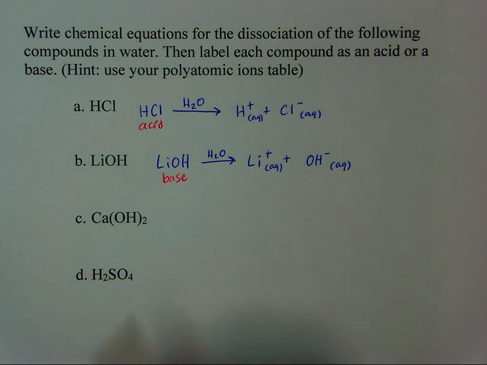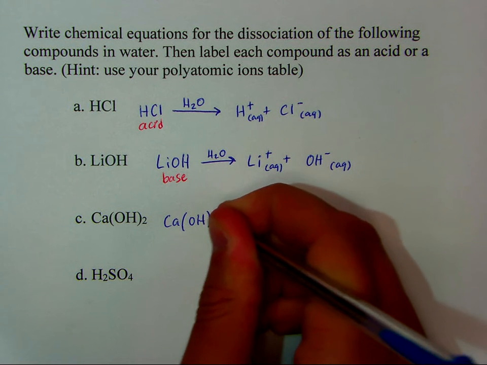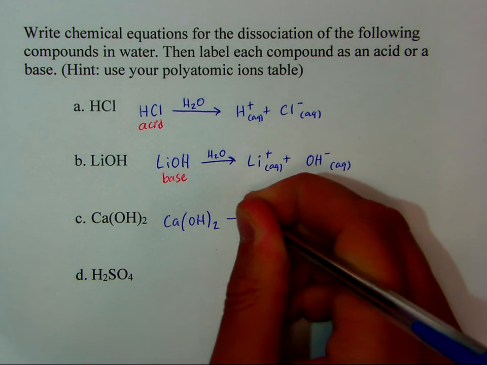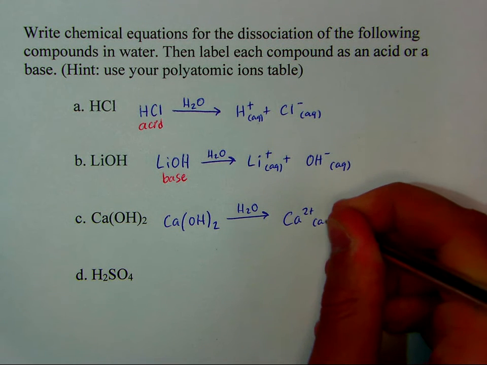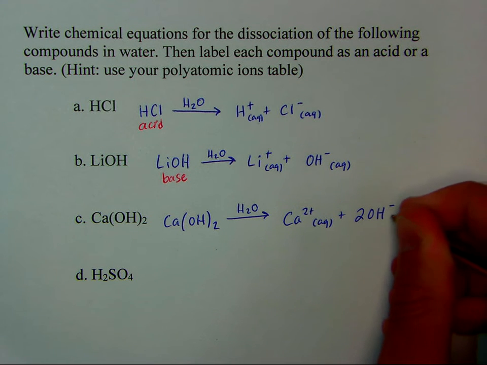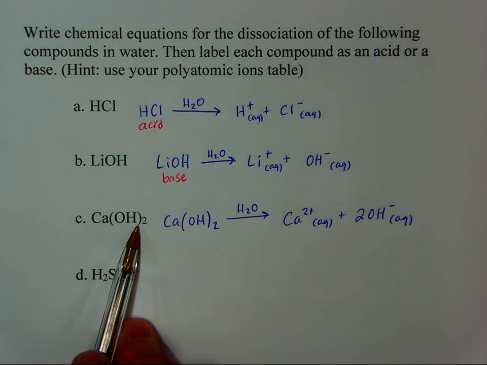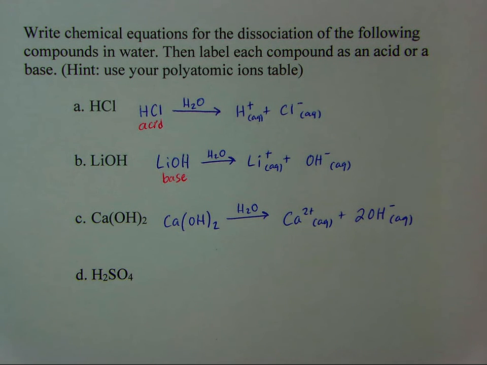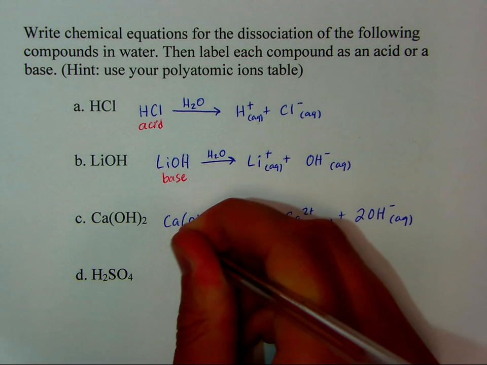Okay. Calcium hydroxide is very similar. When this dissolves, it forms calcium 2+ ions, and it's going to form two hydroxide ions. We know it's going to form two because there's two hydroxides in the formula that we're starting with right here. It's forming hydroxide when it dissolves in water. That means it's behaving like a base.